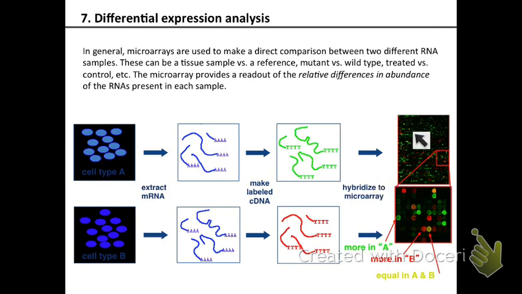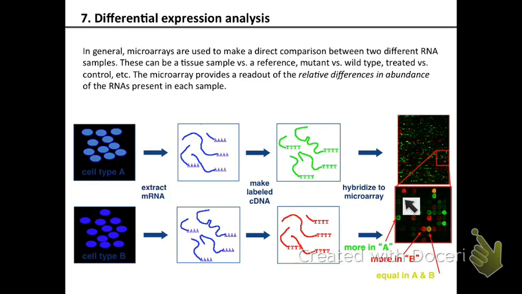So each of these spots contains a probe for a different gene. Okay, so you can see the scanner is seeing these spots as little circles. Each of these circles corresponds to a different gene, and the amount of fluorescence is telling you how much of the gene's RNA was made in sample A or B, right?